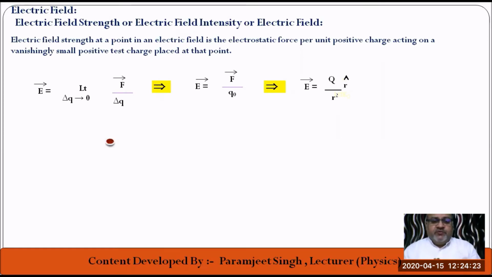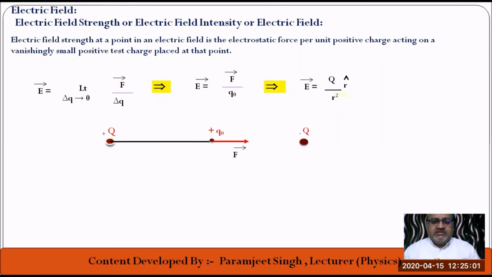So let us move further. This is the source charge. This is a source charge placed at some point. Magnitude is Q, capital Q, and polarity is plus. And near this source charge, another test charge, small q naught, having positive polarity is placed, and it experiences some force. This force is repulsive because both the charges are like charges.